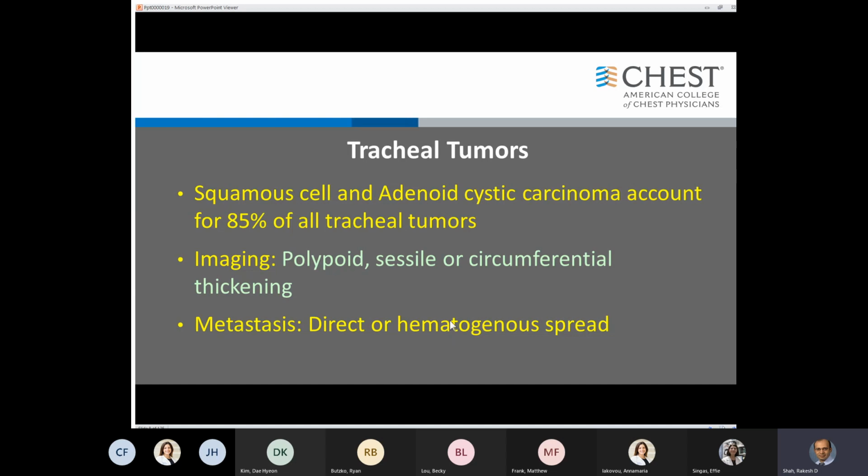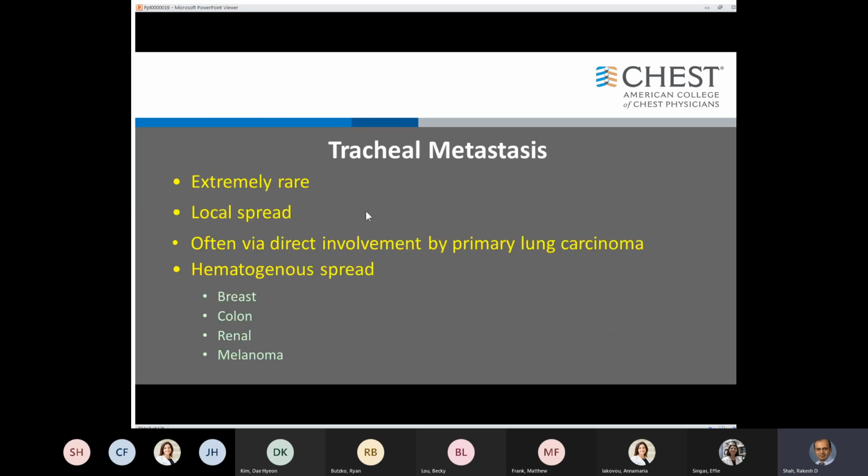Metastasis from hematogenous spread is very rare, but most of the time you will get extension of tumor from adjacent organs like the lung, the esophagus, and the thyroid that can involve the trachea. So that is more common that we see in our everyday practice. So as I mentioned, tracheal metastases are rare. Local spread from adjacent organs like the lung, esophagus, thyroid are much more common. Hematogenous spread is pretty rare. We'll see it maybe once a year or so, I guess.